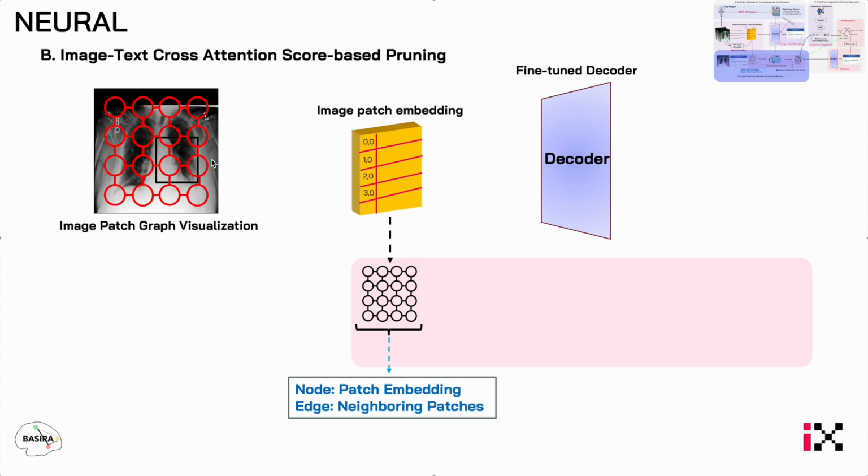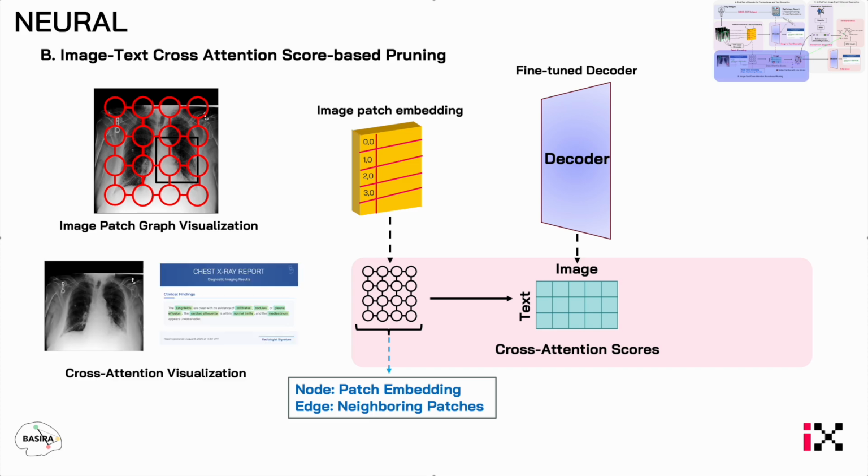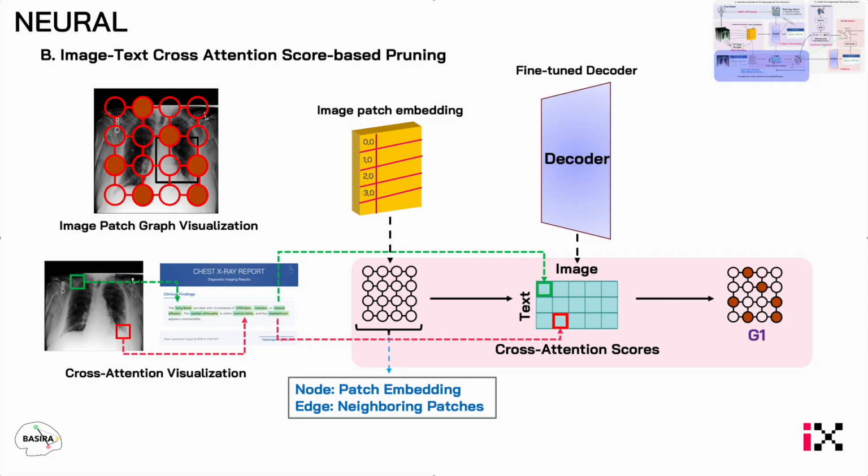This is how the visualization looks for this graph. Then we would calculate the cross attention scores between the image and the text so that we could use these scores to prune the image graph. We would only keep the nodes which have very high attention scores.